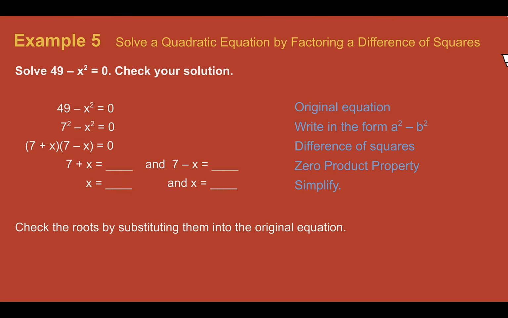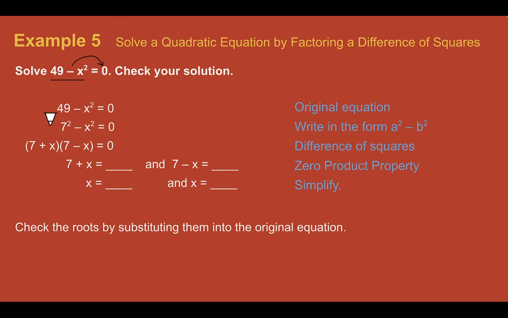Example 5. Solve a quadratic equation by factoring a difference of squares. Solve 49 minus x squared equals 0. Check your solution. If you see a difference of squares here, like this, most likely you'd be able to just add x squared to both sides, swing it over, and solve by using the square root property. But here's how we could do it without that.